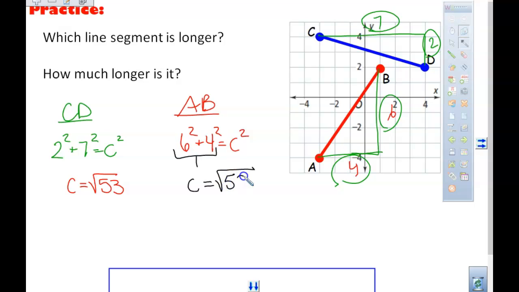So the first question is, they're not that much difference in length, correct? Which one is longer? 53 is bigger than 52, right? So we're going to say CD is the longer side. Approximate it out to the hundredths place, okay? So tell me approximately to the hundredths place, right?